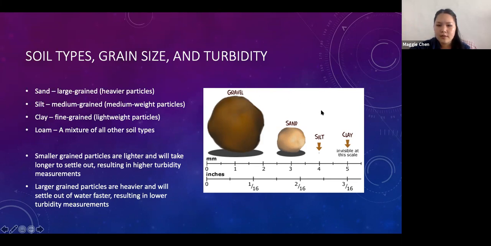If we look at this picture on the side, it shows us the different particle sizes: gravel, which is really big, sand, silt, and clay. Clay is a super, super small grain, super small soil type. The smaller the size, the lighter it is, and it's going to stay cloudier longer, versus the bigger particles, which are heavier and will settle out faster.